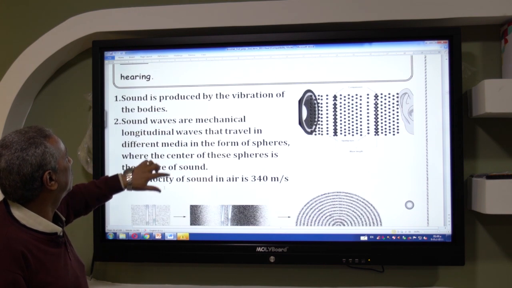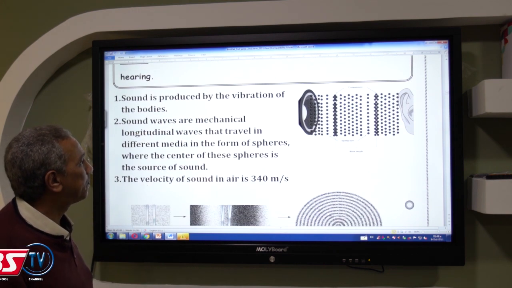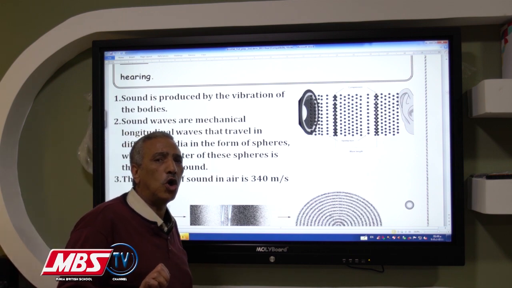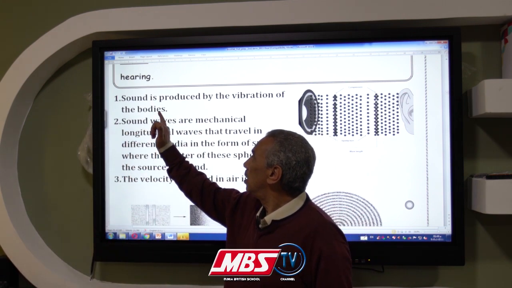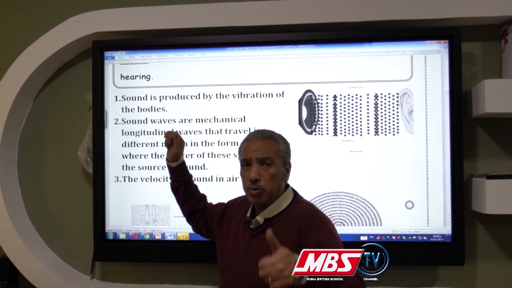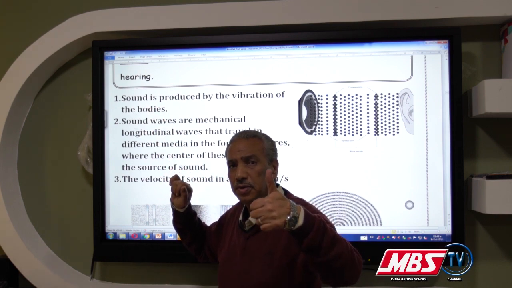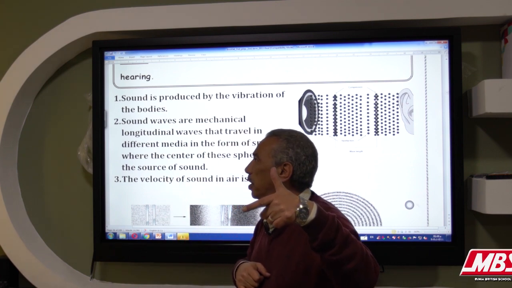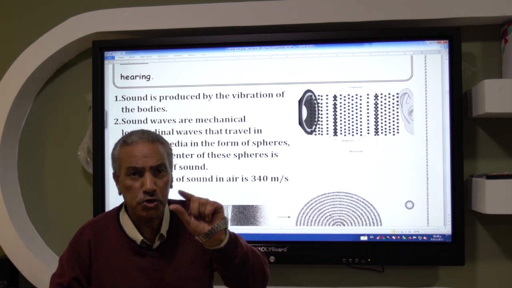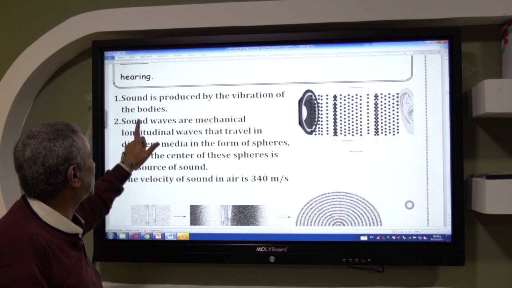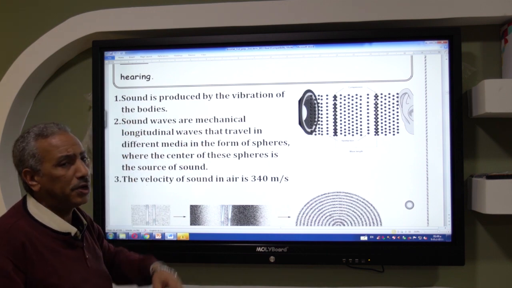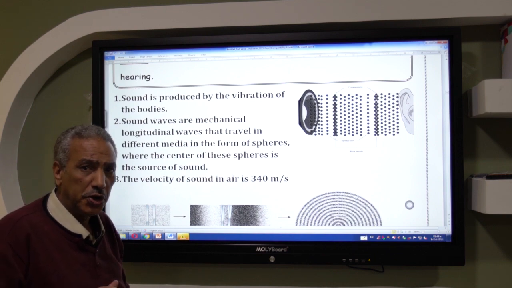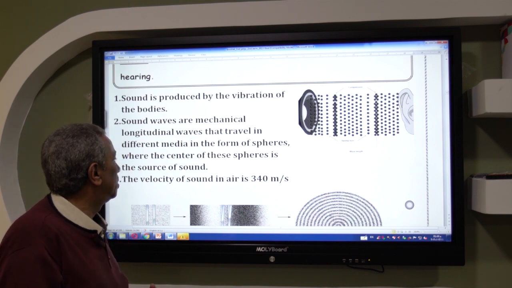Before, in the first unit, we talked about which waves the sound belongs to. Sound belongs, number 1, to the mechanical waves. Number 2, to the longitudinal waves. You collect the 2 words together, so we can say sound is a mechanical longitudinal wave.